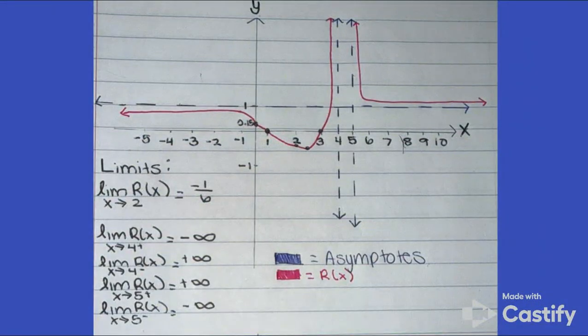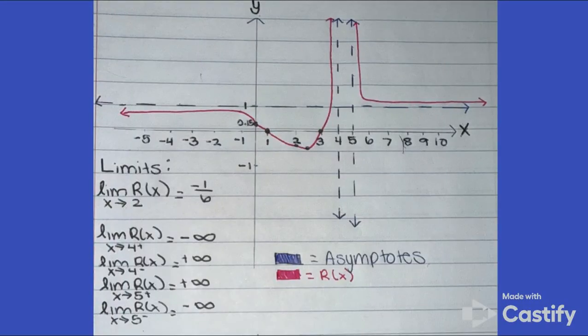Here is a detailed version of my graph. Here you see that I have both vertical asymptotes at 4 and 5, a horizontal asymptote at y equals 1, and then here I have my intercepts. I have a y-intercept at 0.15, x-intercepts at 1 and 3, and then the important limits are as x approaches 2, the limit is negative 1 over 6.